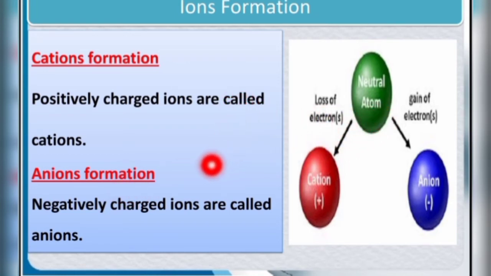How are anions and cations formed? Students, see the example. This is a neutral atom, and when a neutral atom loses its electron, it will form cations, positive ions. And when a neutral atom gains an electron, it will form anions, meaning negatively charged ions.